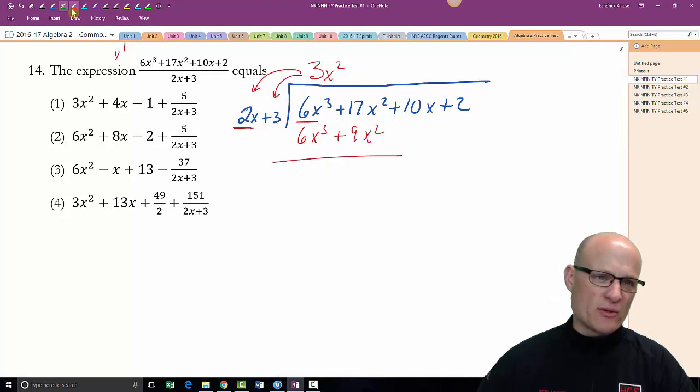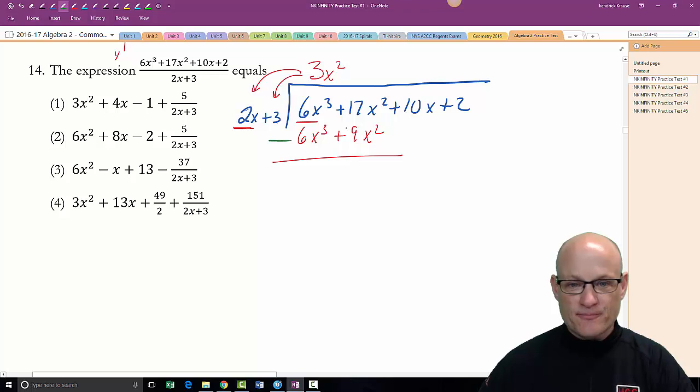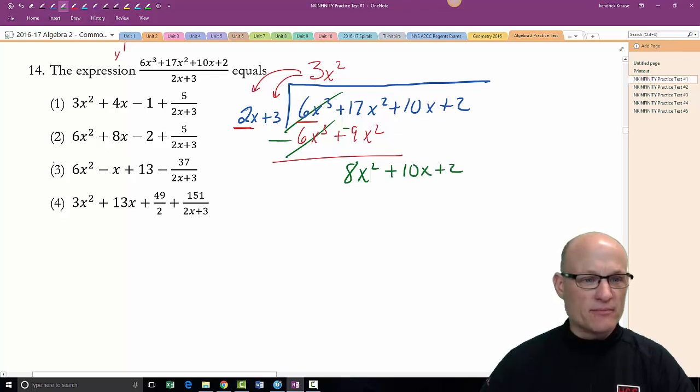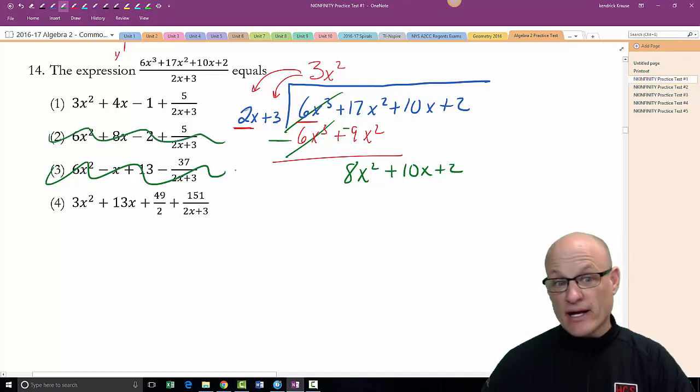Don't forget, this is the hard part. This is the one part everybody forgets. We're going to subtract here. You've got to give that subtraction to both of those. Those go away. And I end up here with 8x squared. And then copy everything else down. So how many of them start out with 3x squared? Already down to 2 answers.